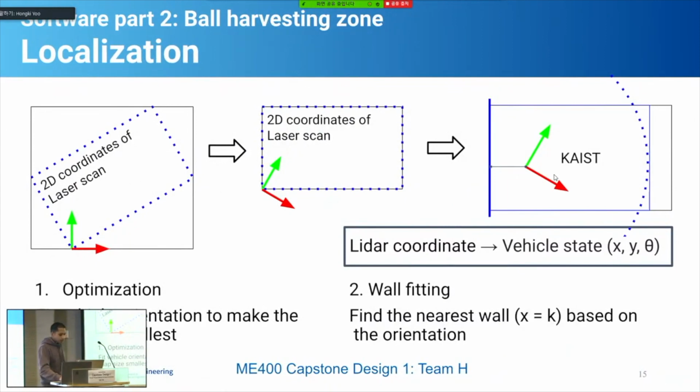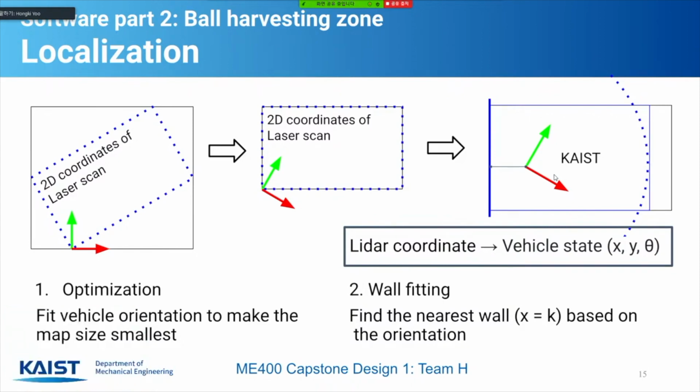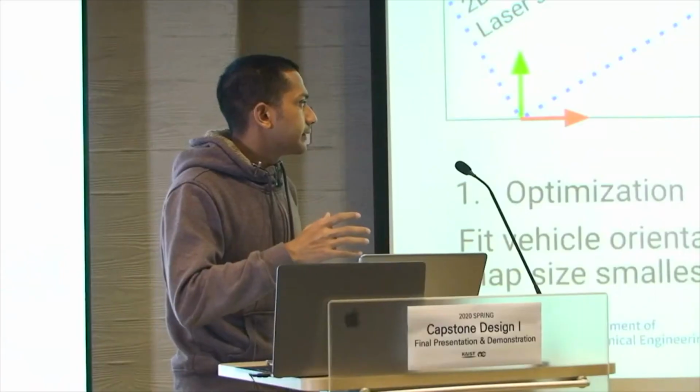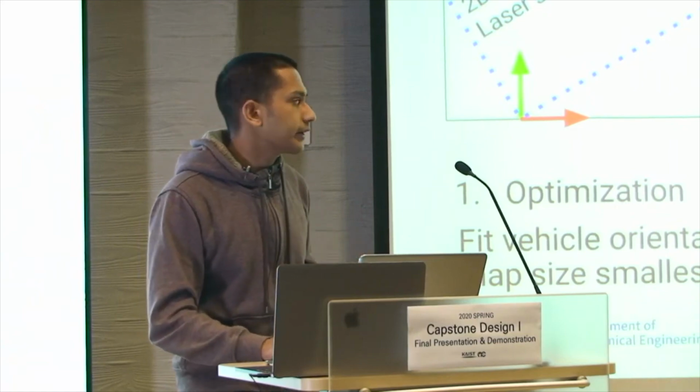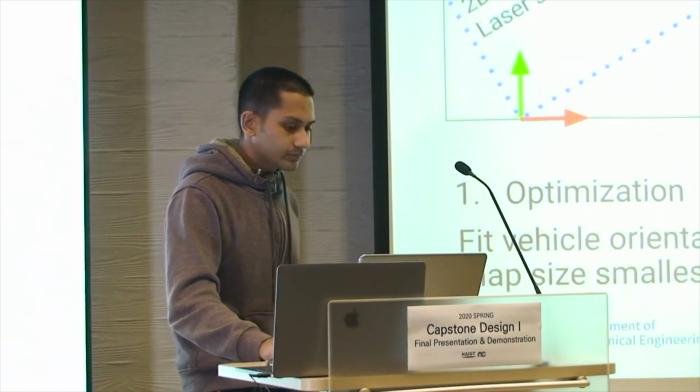To navigate in the ball harvesting zone, we collect the PCL point clouds of the vehicle, and this is what we get. We solve this as an optimization problem, and we minimize the area of the outer rectangle. That gives us the orientation, and next we do wall fitting so that we can calibrate our model. Based on this orientation data and our results so far, it was pretty accurate. We were supposed to bring the error down to less than 5 centimeters. So localization was working well as well.